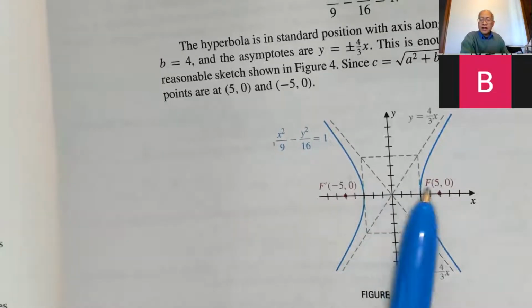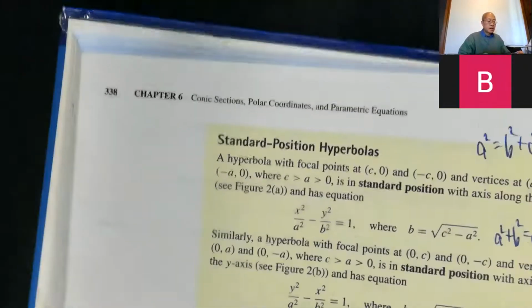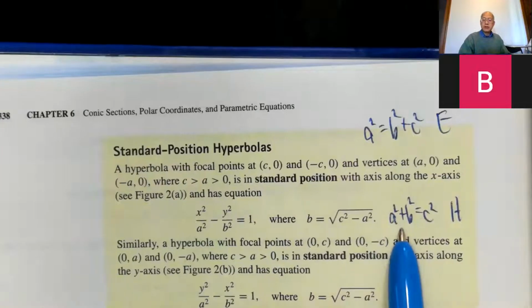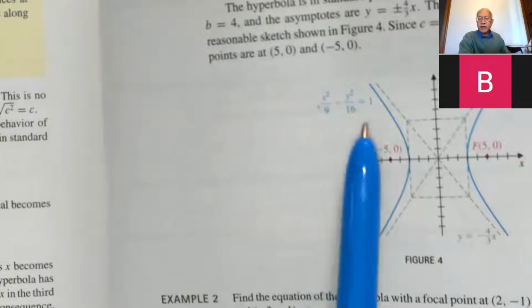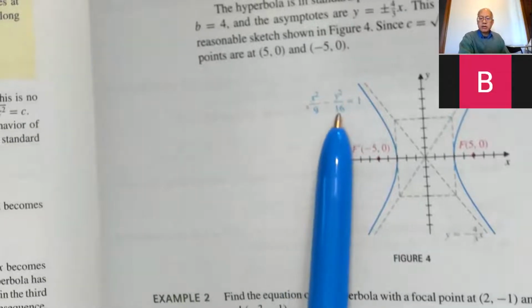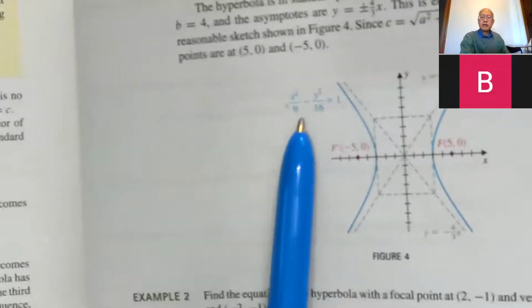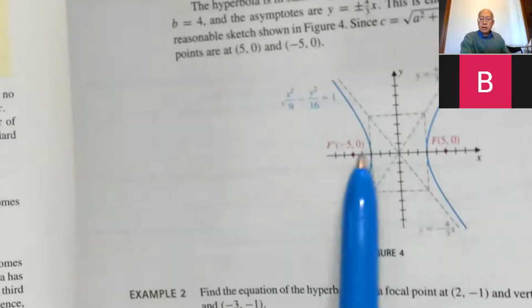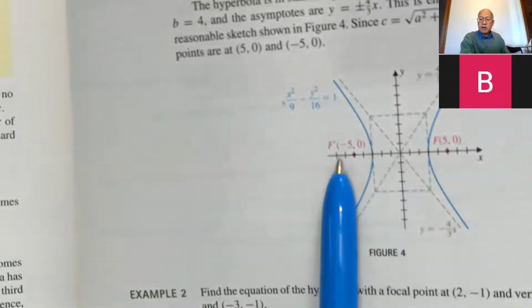We can find the foci based on a squared plus b squared equals c squared. This one's easy: 3, 4, 5. 3 squared plus 4 squared equals 5 squared, like a 3, 4, 5 triangle. So the foci are (5, 0) and (-5, 0).